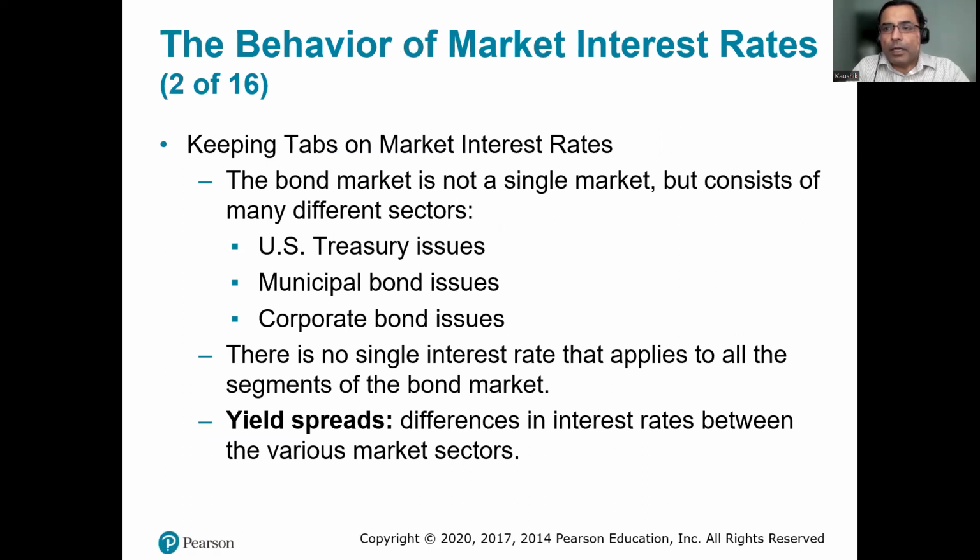There are multiple segments in the bond markets. For example, US Treasury, municipal bonds, corporate bonds, and so on. A different interest rate applies to different segments, and the difference in interest rate between these segments is called the yield spread.